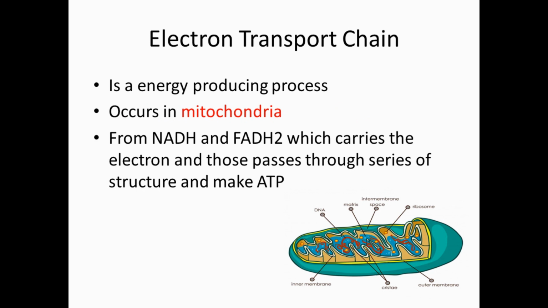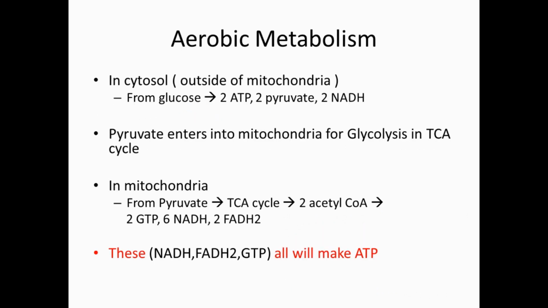So as we all know, our body needs energy to work or to function, and that energy is in the form of ATP. That energy producing process is called the electron transport chain, which occurs in mitochondria from NADH and FADH2, which carry electrons, and those electrons pass through a series of structures and make ATP, and that's how we produce energy in our body in mitochondria. In this video, we're going to see later on how electrons are passed through different types of structures.